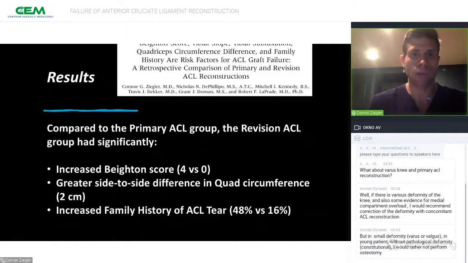So compared to the primary ACL group, the revision ACL group had significantly increased Batten score, and that was 4 versus 0, greater side-to-side difference in quadriceps circumference, and what I thought was pretty notable was an increased family history of ACL tear. That was 48% versus 16%.